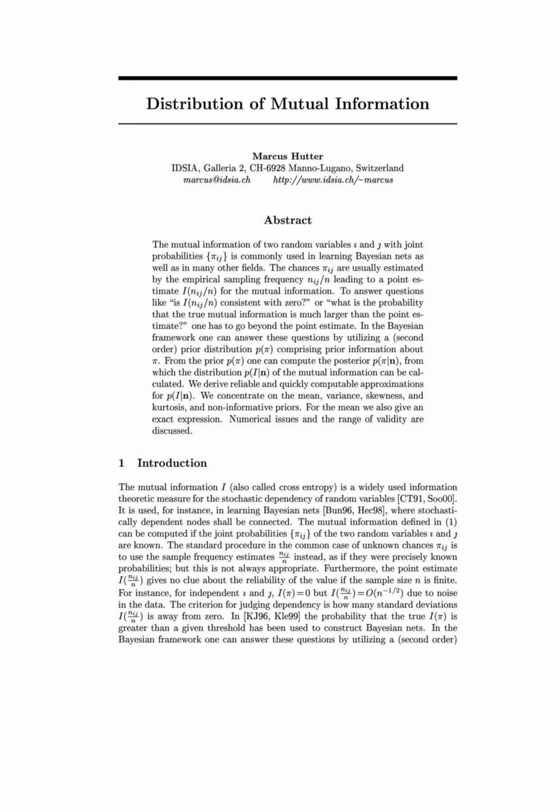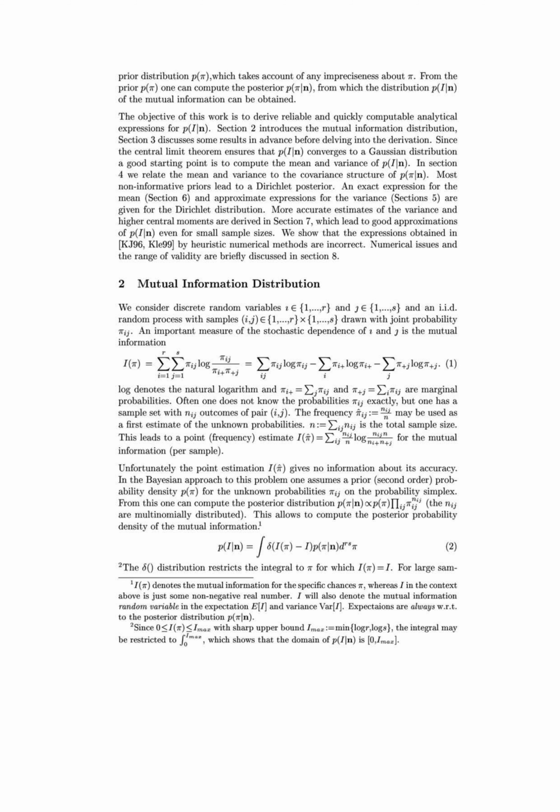In the Bayesian framework, one can answer these questions by utilizing a prior distribution p(π), which takes account of any impreciseness about π. From the prior p(π), one can compute the posterior p(π|n), from which the distribution p(I|n) of the mutual information can be obtained. The objective of this work is to derive reliable and quickly computable analytical expressions for p(I|n). Section 2 introduces the mutual information distribution. Section 3 discusses some results in advance before delving into the derivation.